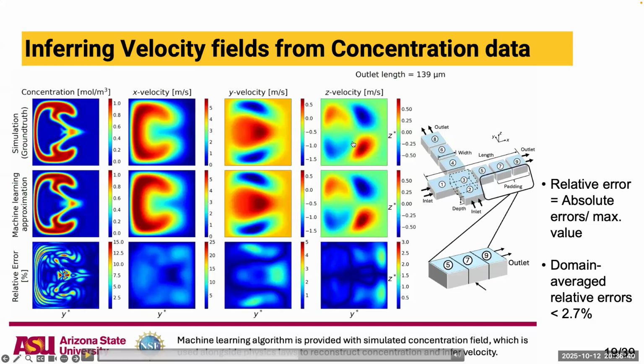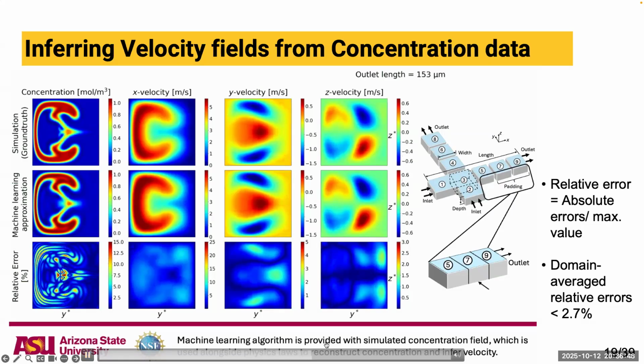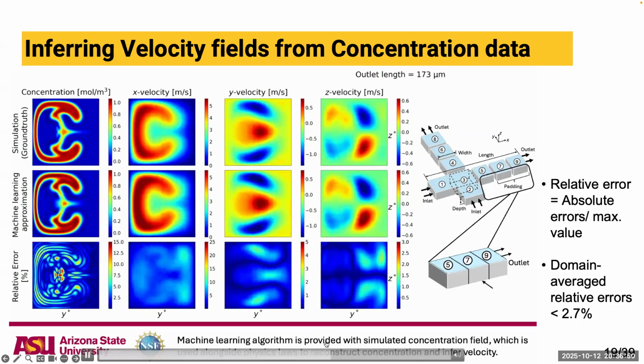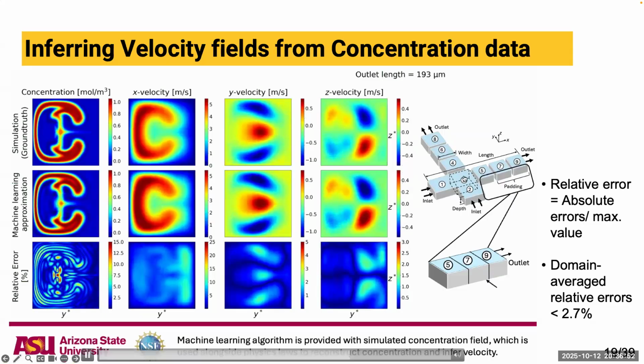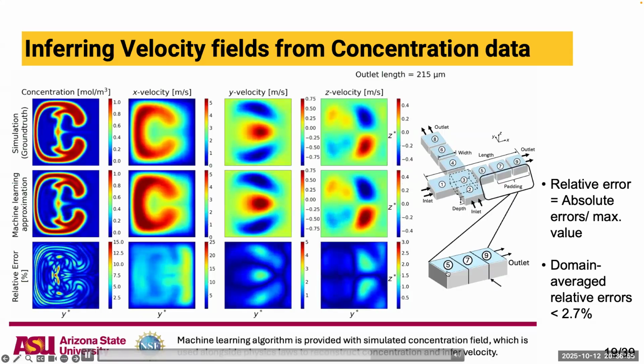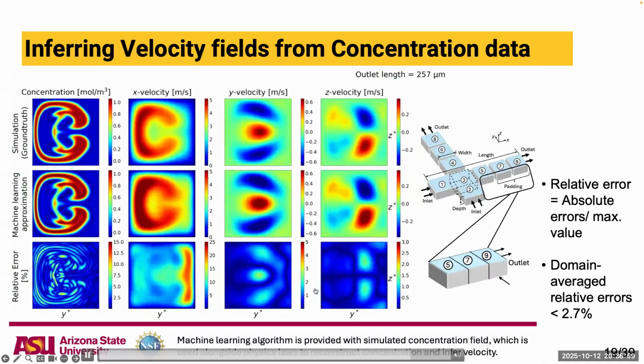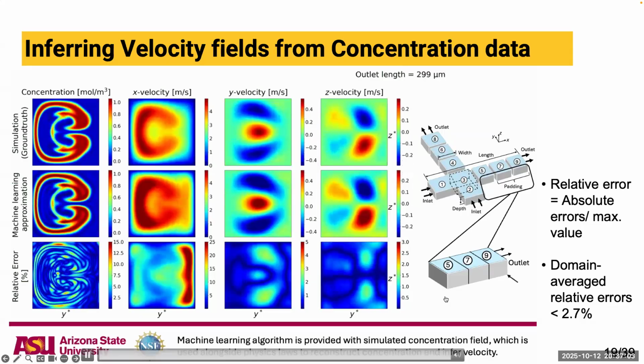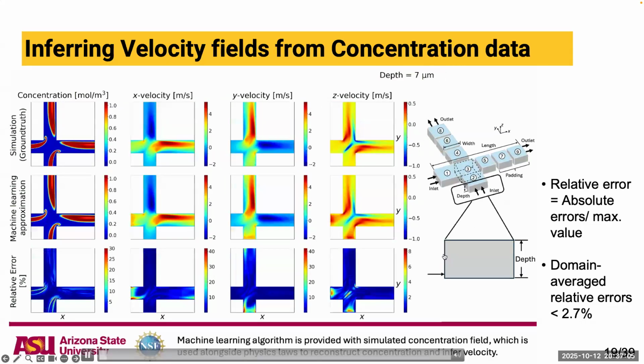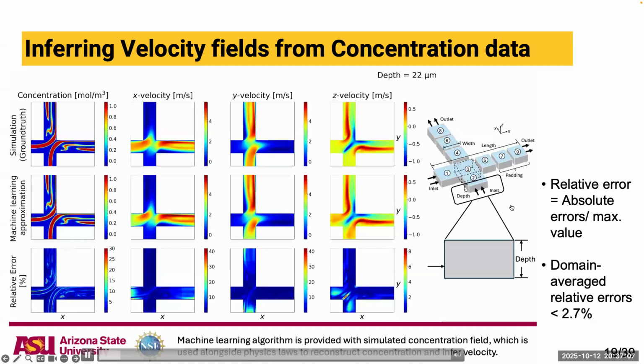This shows the really complex shape of the fields. I will keep playing the video. Now we are changing the plane location from here to here. The domain average relative error was 3%. So the PINN is now also working.